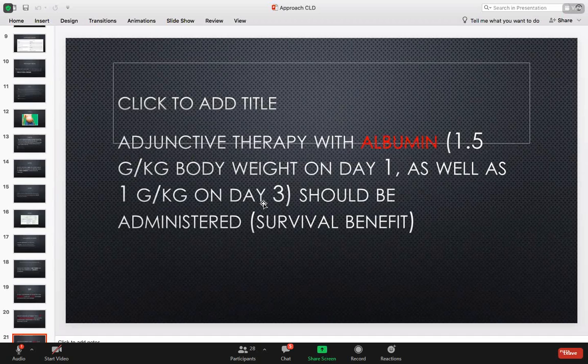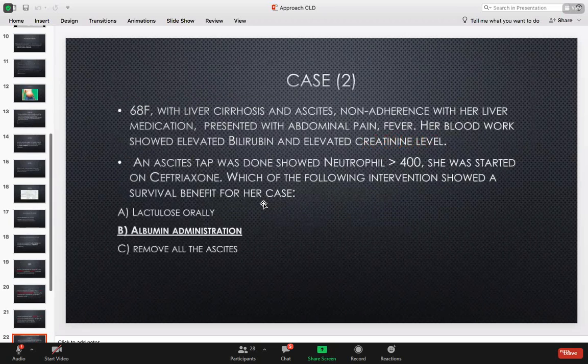And take an advice from me, guys. Whenever you hear a survival benefit, that means it's information that you should remember forever. That means this intervention can save lives. Okay? So the answer for our case is basically giving albumin administration, because he has already been given the antibiotic. Any question, guys?